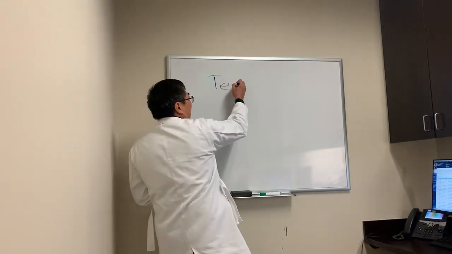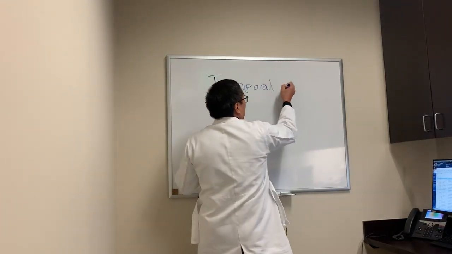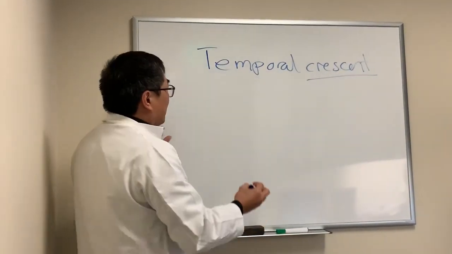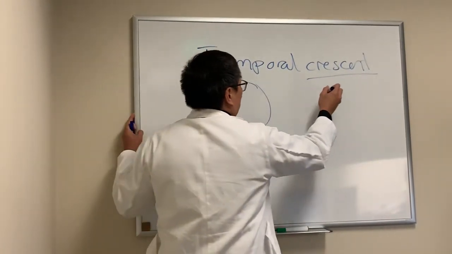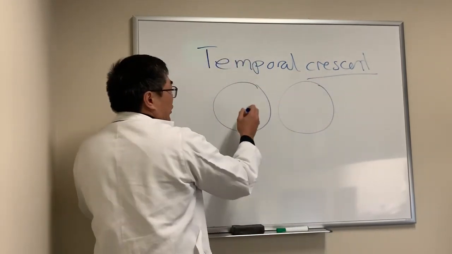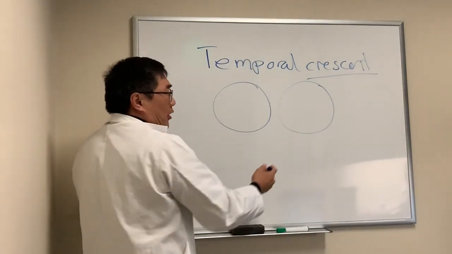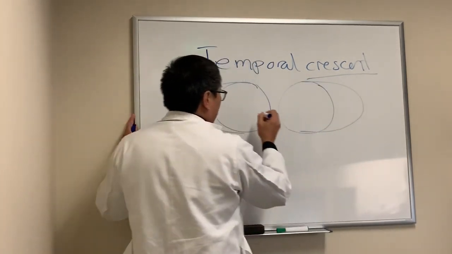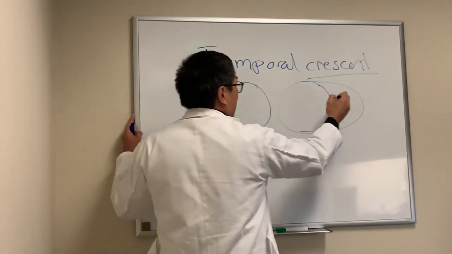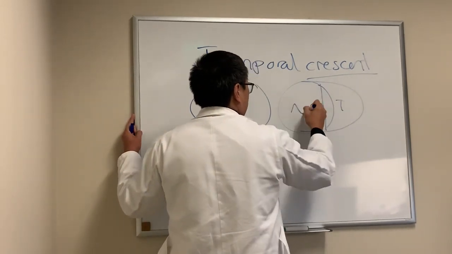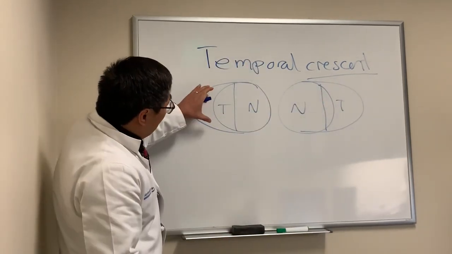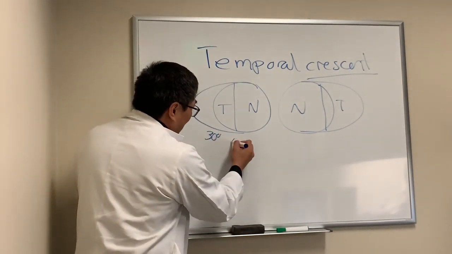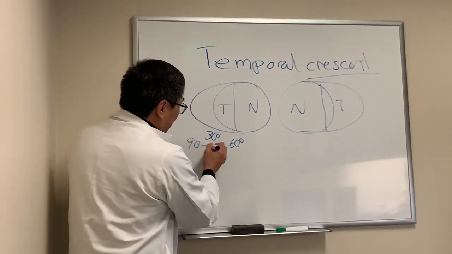So today we're talking about the temporal crescent. And it's just like the name sounds, it's a crescent of temporal field in the temporal portion of your visual field. As you know, the visual fields are often drawn as a circle, but really they're ovals. And what that means is the temporal field is actually slightly bigger than the nasal field. And it's bigger by exactly this amount, 30 degrees from about 60 degrees to about 90 degrees.